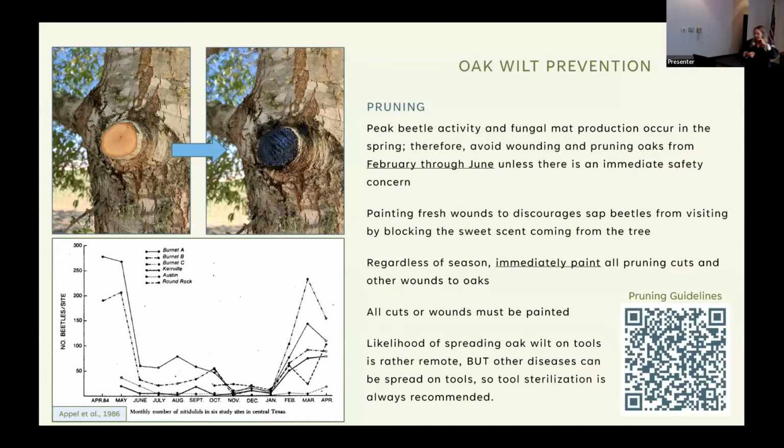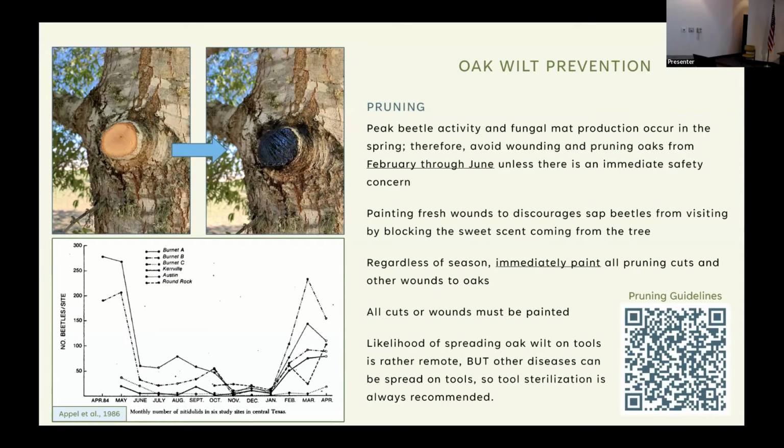Okay. And because I can't not talk about oak wilt ever, we're just going to quickly go through some prevention, as a reminder. So for pruning, peak beetle activity and fungal mat production occur in the spring. A lot of people like to blame the beetles, and I try to stand up for these beetles. They're not meaning to infect trees with oak wilt. They're native to the ecosystem.